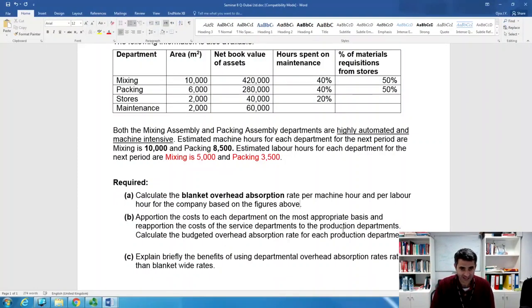When it comes to the blanket overhead absorption rate, this blanket does give you only an idea of the overhead absorption rate. It's not related to specific departments. If we need to calculate it, very simple, the question tells you to do it per machine hour and per labor hour. In this case, the formula is the total overhead cost divided by the number of machine hours, and the other one, the number of labor hours.